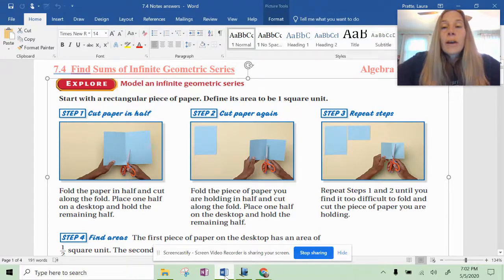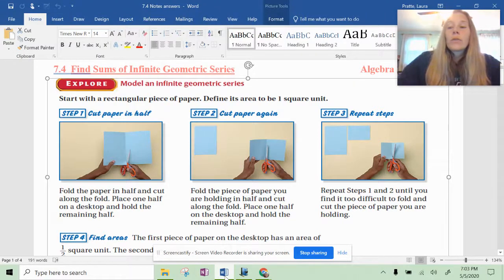Now, when we're talking about finding the sum, we might be thinking, well, how can you find the sum of something that goes on forever? So this is where we get into limits a little bit. You can't actually calculate a final sum, but you can say what it's approaching, and it'll approach some limit. So there'll be some number that it can't go above no matter what you do.